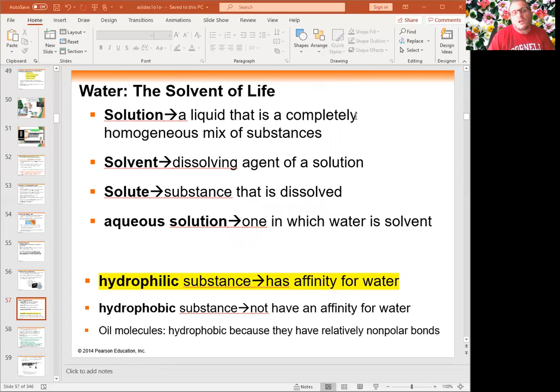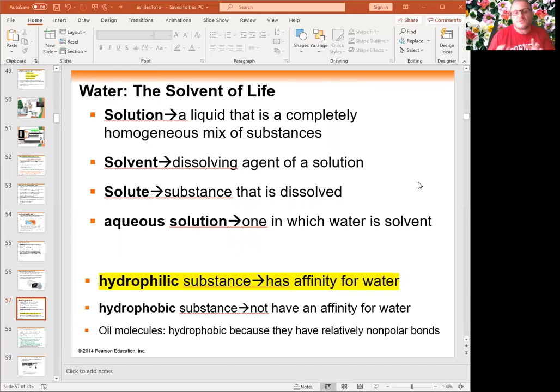Water is also the solvent of life. A solution is a liquid that's a completely homogeneous mixture of substances. A solvent is the dissolving agent, which is water in this case. The solute is what you're dissolving in it, and an aqueous solution is one where water is the solvent.